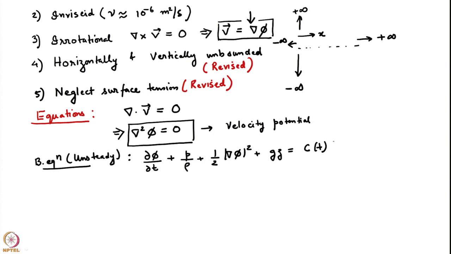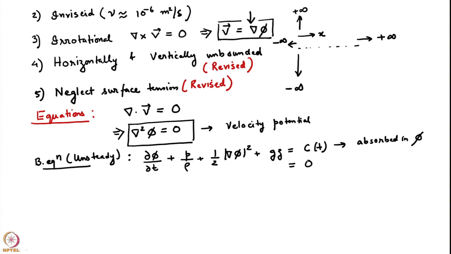because the c of t can be absorbed in phi. If you write c of t as d by dt of some function f, which is a function of time, then you can redefine your velocity potential as phi minus f. That in general will not alter the velocity field. So, in other words, we are going to take this constant to be 0 because we will assume it has been absorbed in the velocity potential.